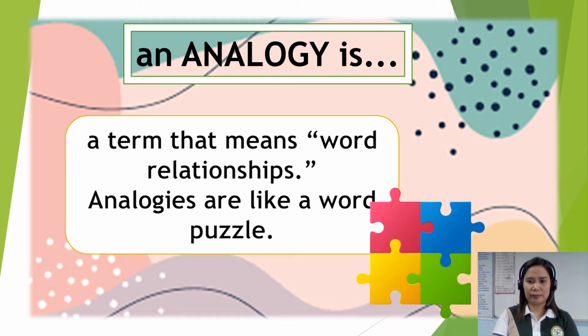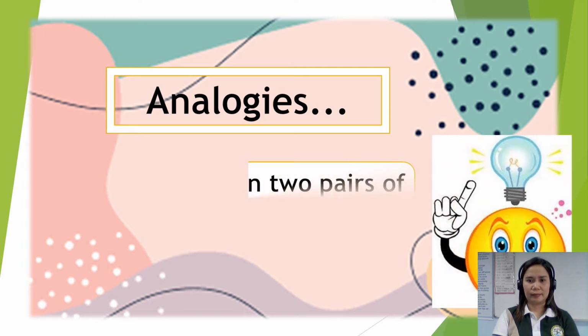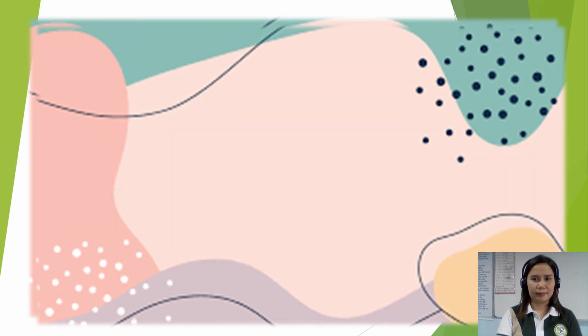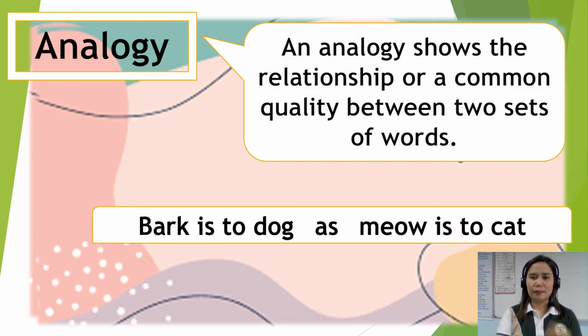Next we have, analogies always contain two pairs of words. An analogy shows the relationship or a common quality between two sets of words. Like for example, bark is to dog as mew is to cat.